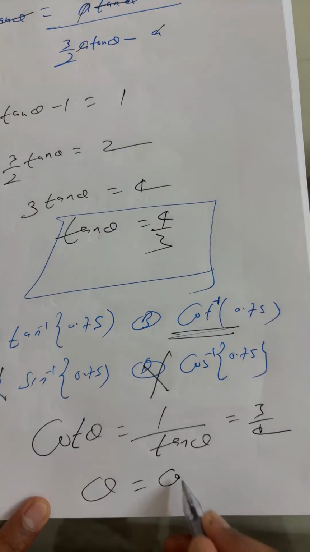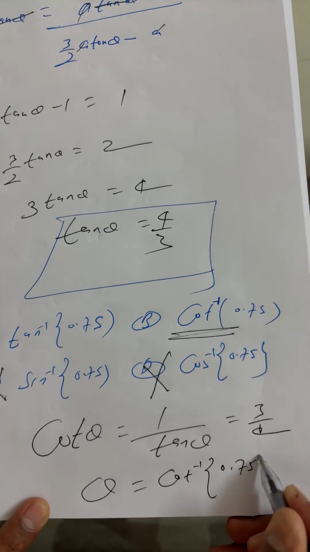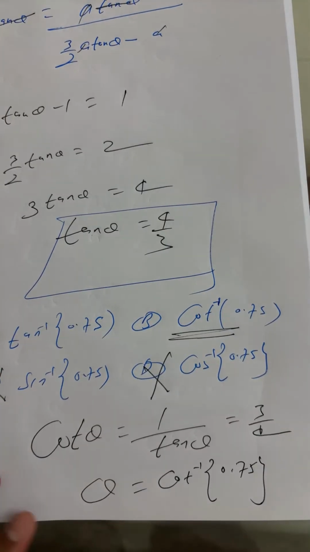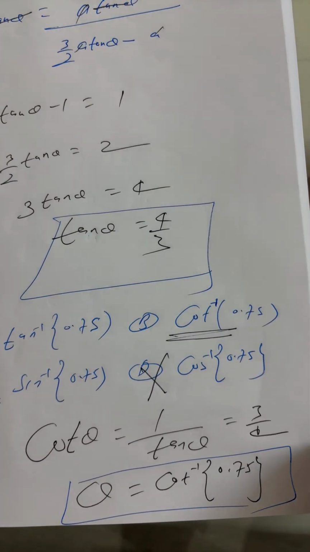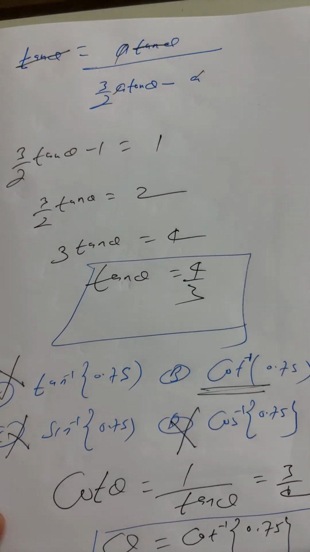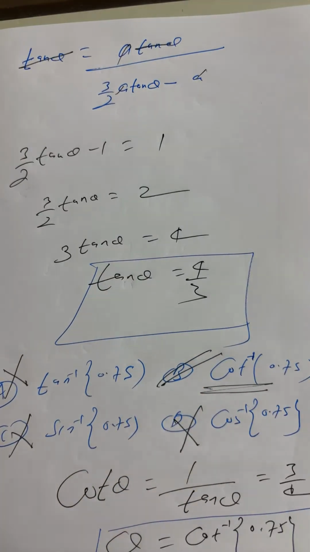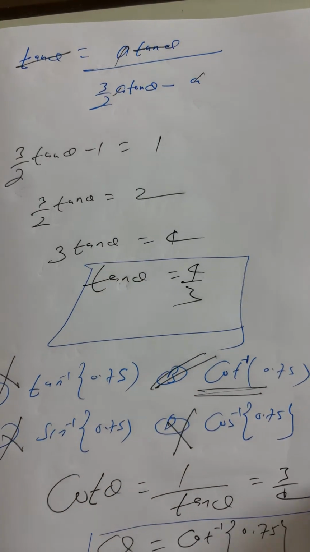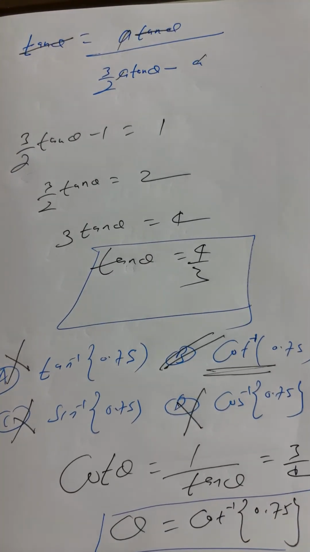So you can write over here theta is equal to cot inverse 0.75. Theta is what, my dear? This is cot inverse 0.75, right? So this is the correct answer for this question. I hope you got it, everyone.